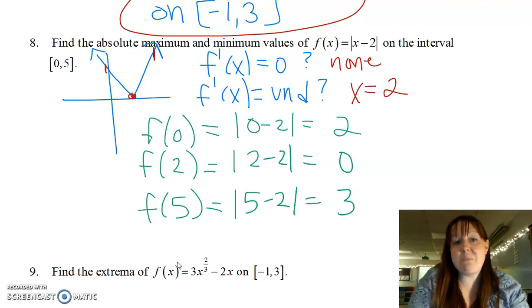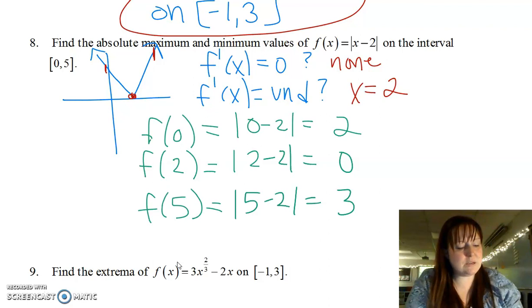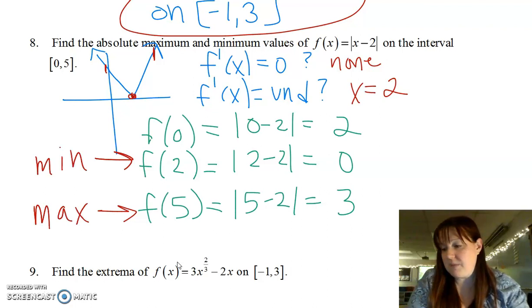Okay, so what's the biggest number that it could possibly get to? Well, we have to pick from our candidates. Those are the only people in this beauty contest. So let's figure out the best and the worst. Okay, so the biggest number of our candidates is 3, and the smallest number of our candidates is 0. So 3 is our max, and 0 is our min.